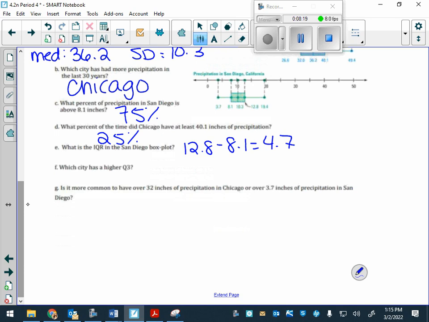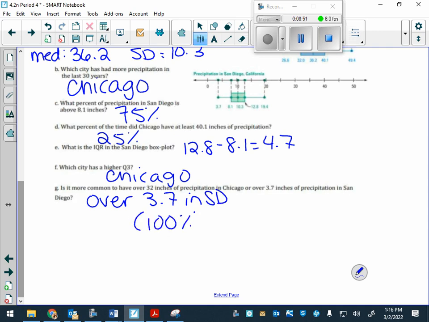So anyway, what city has a higher quartile 3? Braden. Chicago, good. Okay. So, is it more common to have 32 inches in Chicago or over 3.7 in San Diego? Genevieve. Perfect. Or 3.7 San Diego. It's 100%. Awesome. Good.